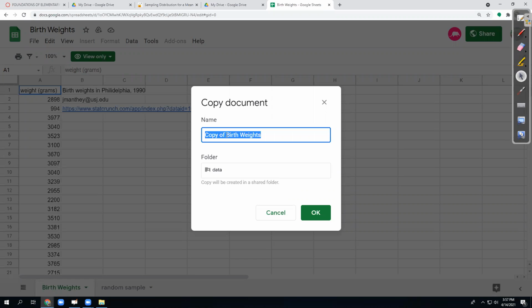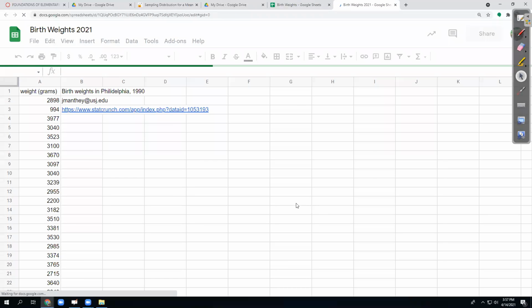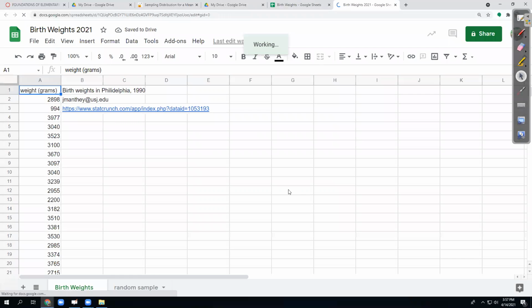Let's give it a better title. Birth weights 2020. So if you want to do the same kind of play, you can make a copy of that file. It'll be different than the file I have here in front of me right now.